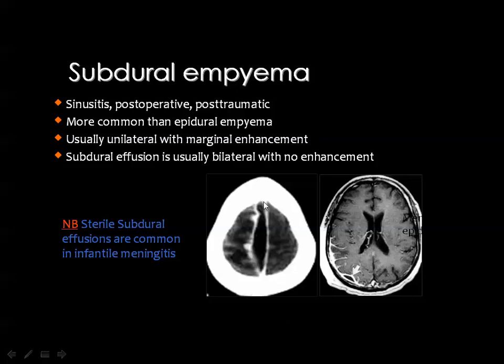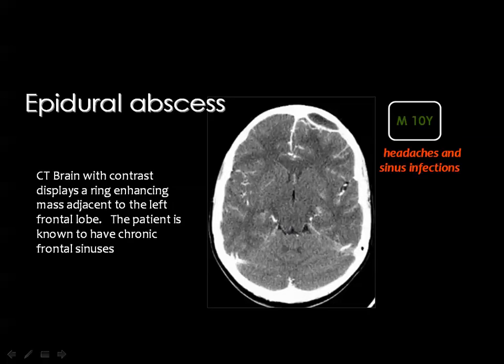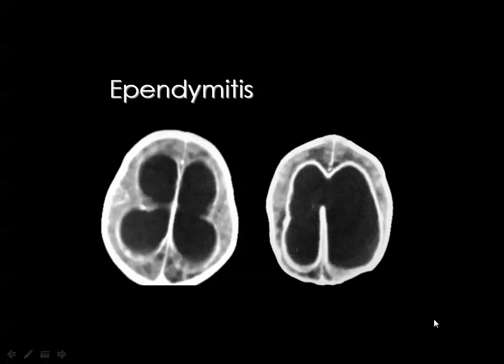Also, pus can accumulate, and we can see enhancement of the margin, and this is diagnostic of subdural empyema. And this is an epidural abscess or epidural empyema. In a patient with meningitis, you see little meningeal enhancement, and you see the marginal enhancement of the collection. And whenever infection reaches the ventricle, you get what's known as ventriculitis or ependymitis. And the diagnosis is easy whenever you see that the ventricular wall is thickened and enhanced.